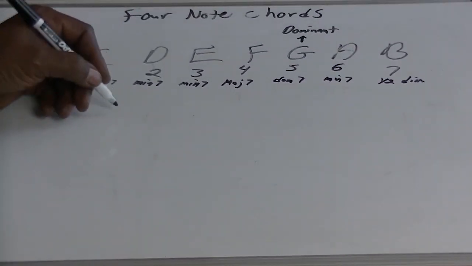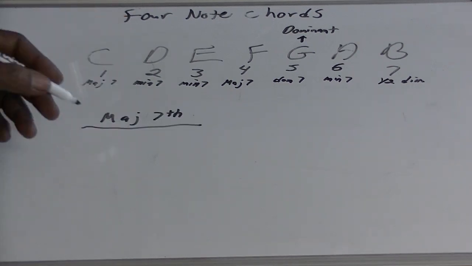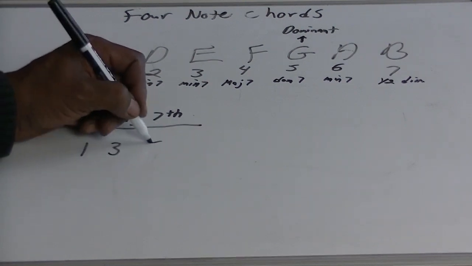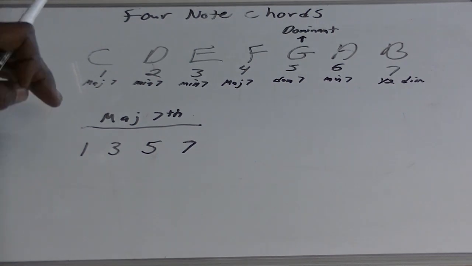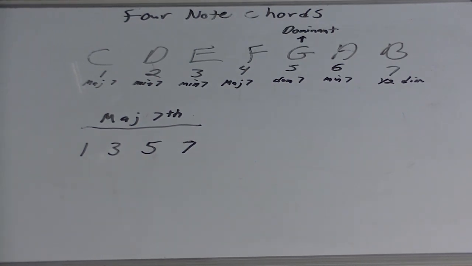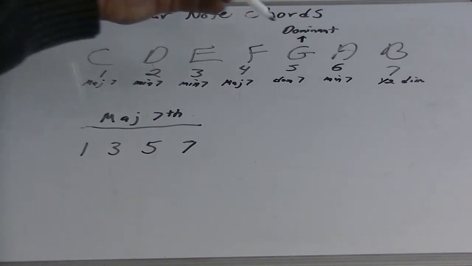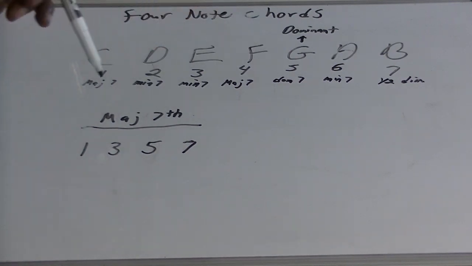And I want to start out with the major 7th chord. Our formula for a major 7th chord is the 1st, the 3rd, the 5th, and the 7th notes of the scale. When we're dealing with the major 7th chord, all the notes of the chord come directly from the scale. It's important to understand that the major 7th chord has all its notes taken directly from the major scale.